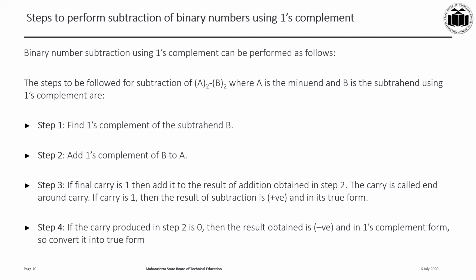Let us talk about step 1. Step 1 will be to find ones complement of the subtrahend. Step 2 is to add ones complement of B to A. Step 3 will be, if you get a carry in the result, then you add the carry to the addition which is obtained in step 2. The carry is called the end around carry. And if carry is equal to 1, then the result of the subtraction is positive and in its true form. So whenever you get a carry 1 in your addition, that means the answer is positive, and that will be the final answer.